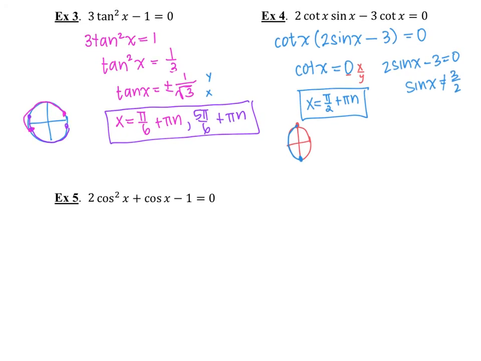Okay, example 5, it's equal to 0. It's a quadratic. I'm going to have to factor it. So this is just to show you a factoring problem. Use whichever method you normally do to factor these. Remember, this is like 2u squared plus u minus 1.